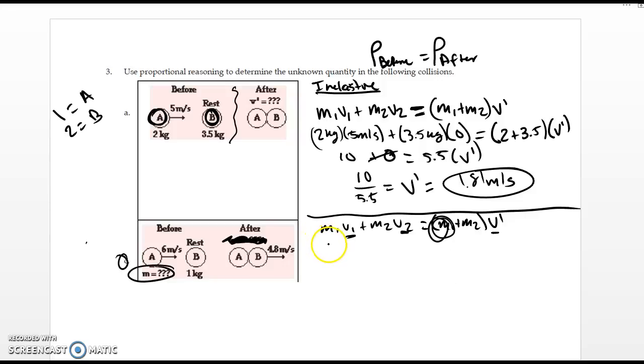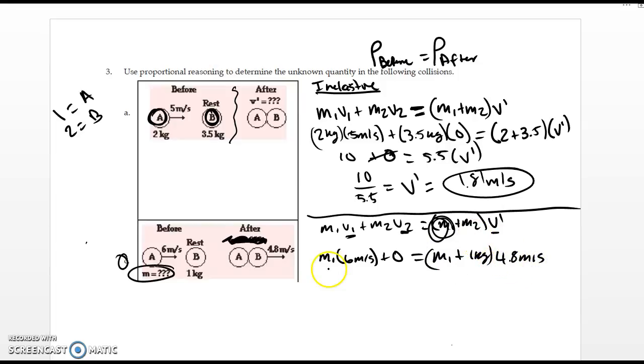Same thing, it's an inelastic collision. The mass of 1, we're considering that ball A. The mass of 1 we do not know, so M1 is unknown. V1 is 6 meters per second, plus this is at rest, so it would be 0, the momentum would be 0. We don't know M1, plus M2, and that is 1 kilogram, times 4.8 meters per second.